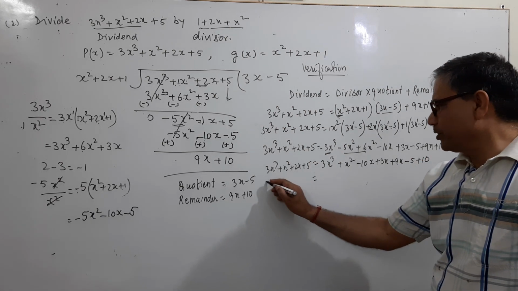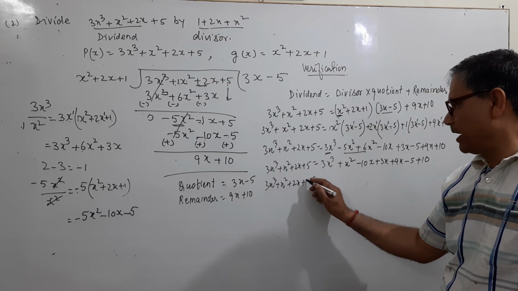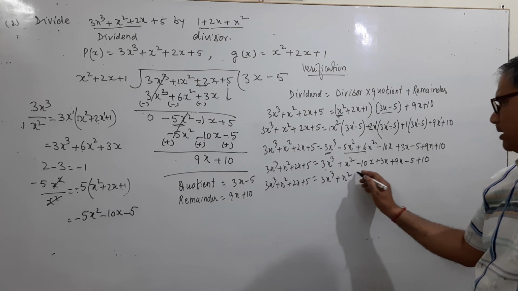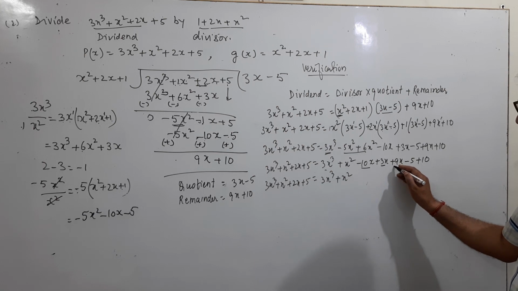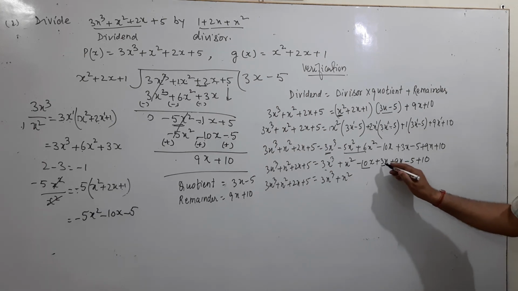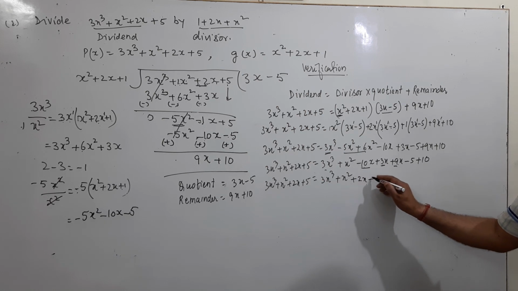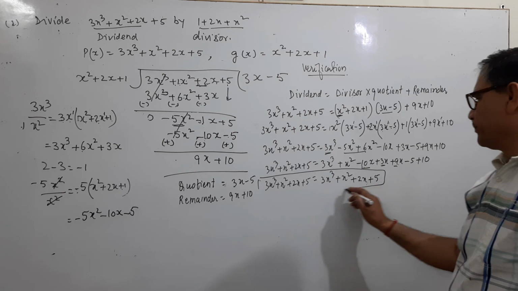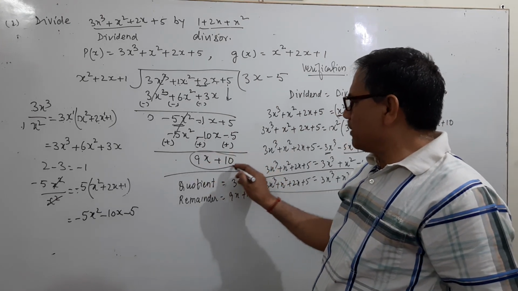This will be same 3x cube plus x square plus 2x plus 5. This will be 3x cube plus x square, minus 10 plus 3 plus 9 is 12, so plus 2x and plus 5. LHS is equal to RHS, hence verified. This is the verification. But remainder here is 9x plus 10.